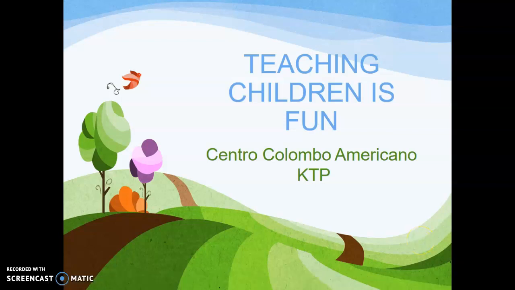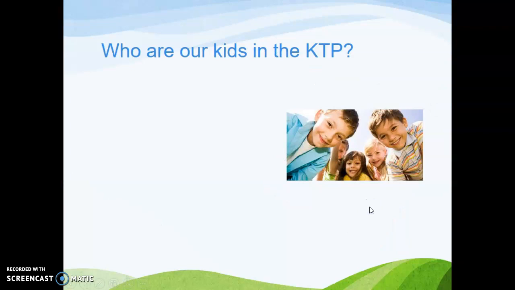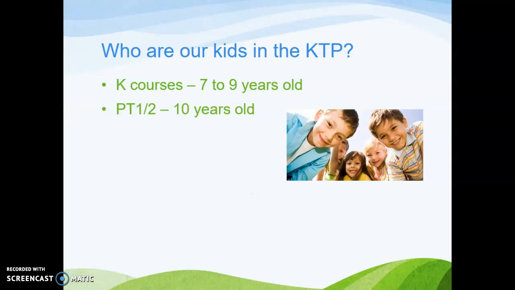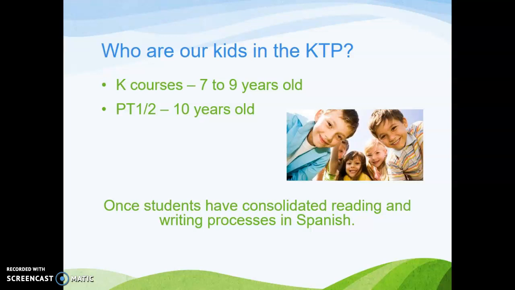Well, the first thing that we have to know is who our children in the KTP are. We have basically two groups of young learners who are in K and PT courses. In K courses, children range from 7 to 9 years old, and in PT courses, PT1 or maybe PT2 students are 10-year-olds whose behavior is pretty similar to children in K courses.